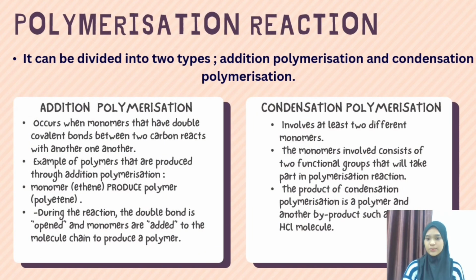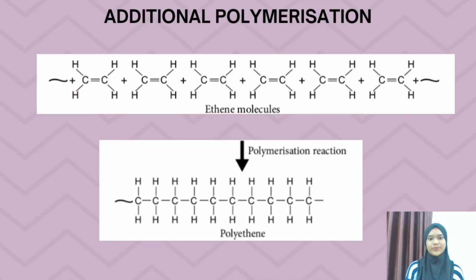Next, condensation polymerization involves at least two different monomers. The monomers involved consist of two functional groups that will take part in the polymerization reaction. The products of condensation polymerization are a polymer and another byproduct, such as water or an HCl molecule. This is the example for addition polymerization. Ethene molecules combine to form polyethylene. You can see the monomers with double bonds react to form a polymer, which is polyethylene.